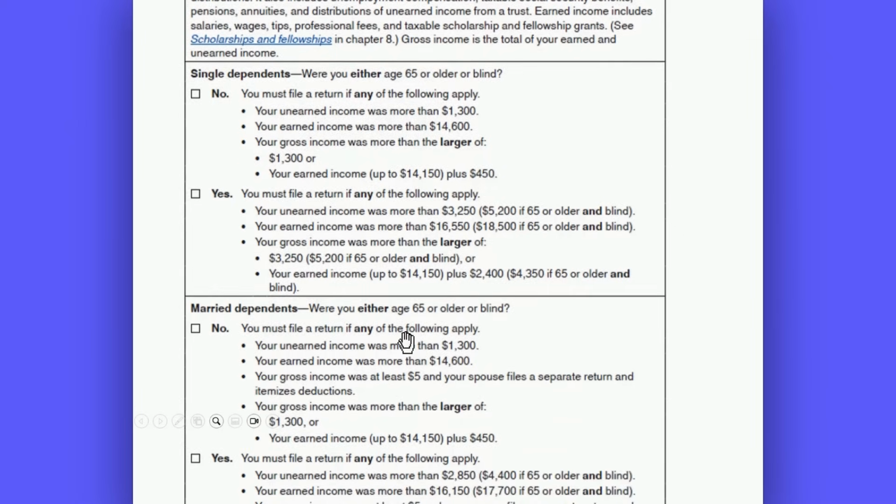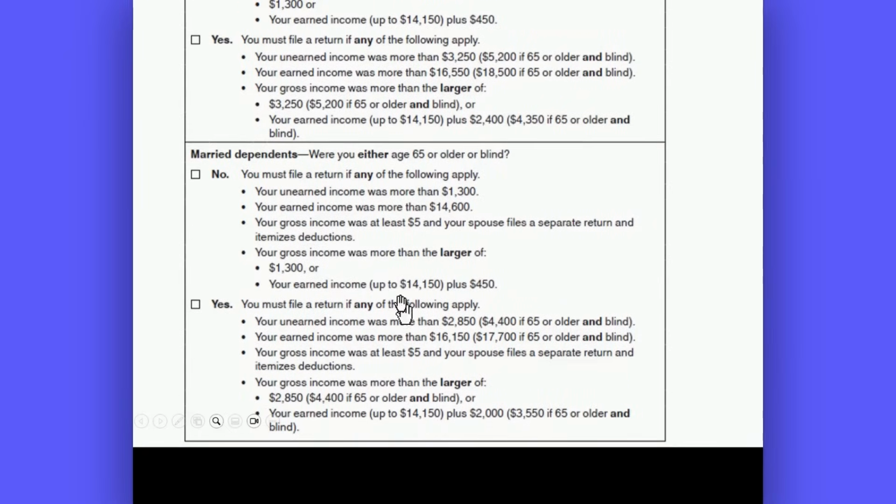Then we're going to move down to the bottom box, which is for married dependents. This is not all that common, at least for younger people. It can be a little bit more common for those age 65 or older. But if you do have someone who is married, they are a dependent on someone else's tax return, then again, we're going to ask, are you 65 or older or not? If you are not, so this could be a child of the taxpayer, that child happens to be married and they happen to qualify as a dependent.